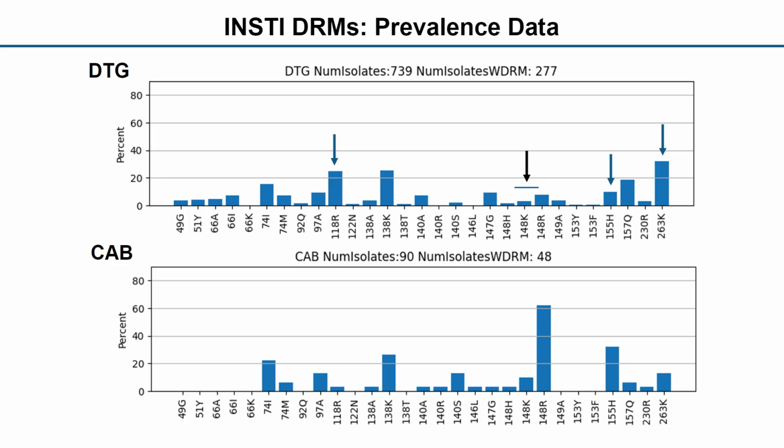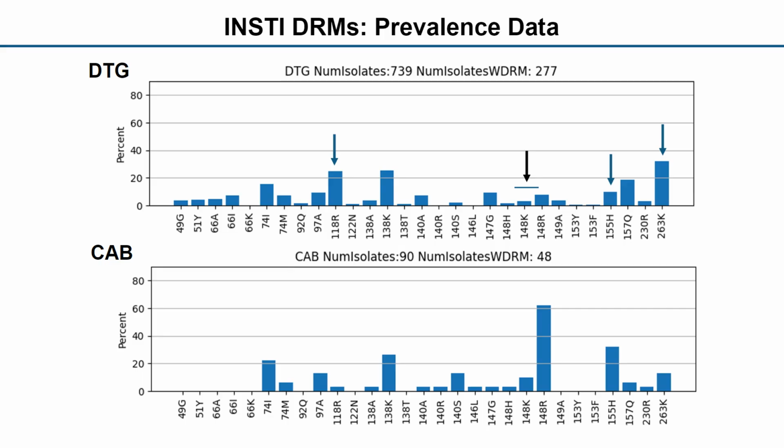The top panel shows the distribution of INSTI drug resistance mutations in nearly 300 individuals who received dolutegravir and subsequently developed at least one resistance mutation. Almost 90% of these patients had a mutation at one of four signature positions: R263K, G118R, N155H, and Q148H, R, and K. E138K appeared frequently as an accessory mutation. A key point is that these four mutation pathways rarely occurred together.